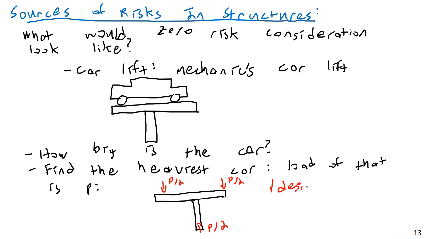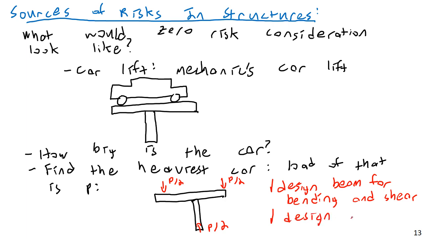So I design this beam here for bending and shear, and I design a column based on compression. But when I do this, I don't consider any risk at all. I don't consider any variability. I don't consider any risk. So in other words, I've designed this as such.